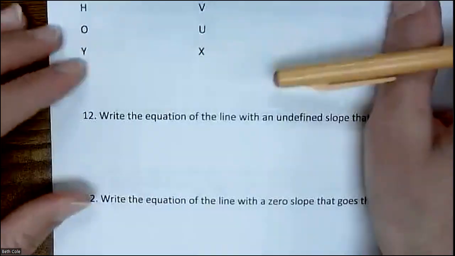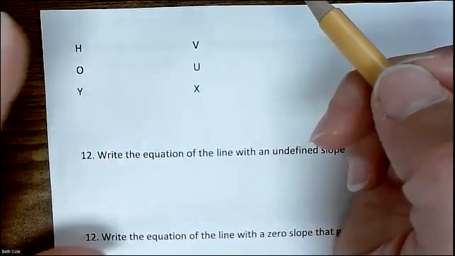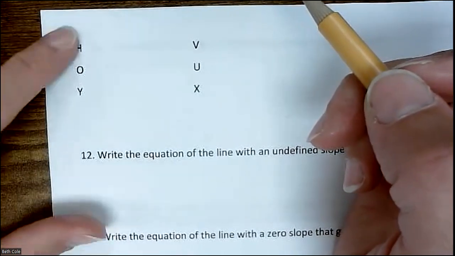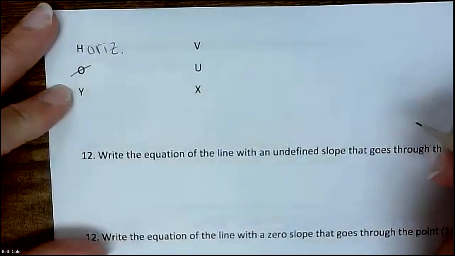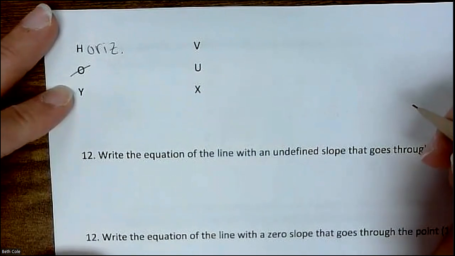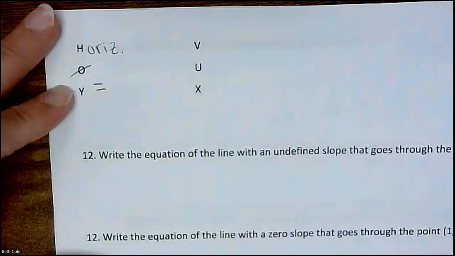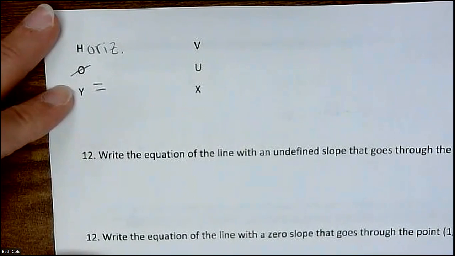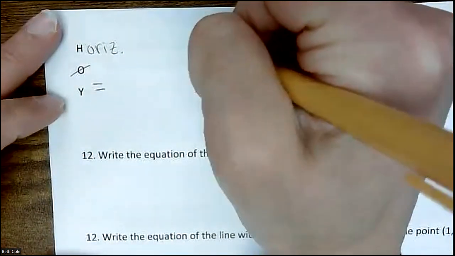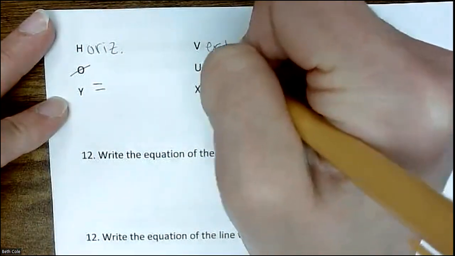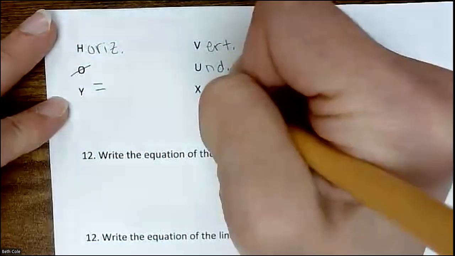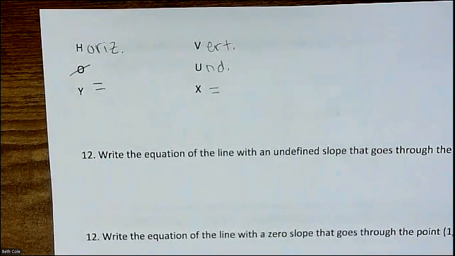And then these last ones are your special ones. I cannot stress this enough. All right, what does the H stand for? Good. Horizontal. Zero slope. I put the line through it to show it's a zero. And it's going to be y equals whatever the number is. V stands for vertical, has an undefined slope, and it's x equals whatever the number is.